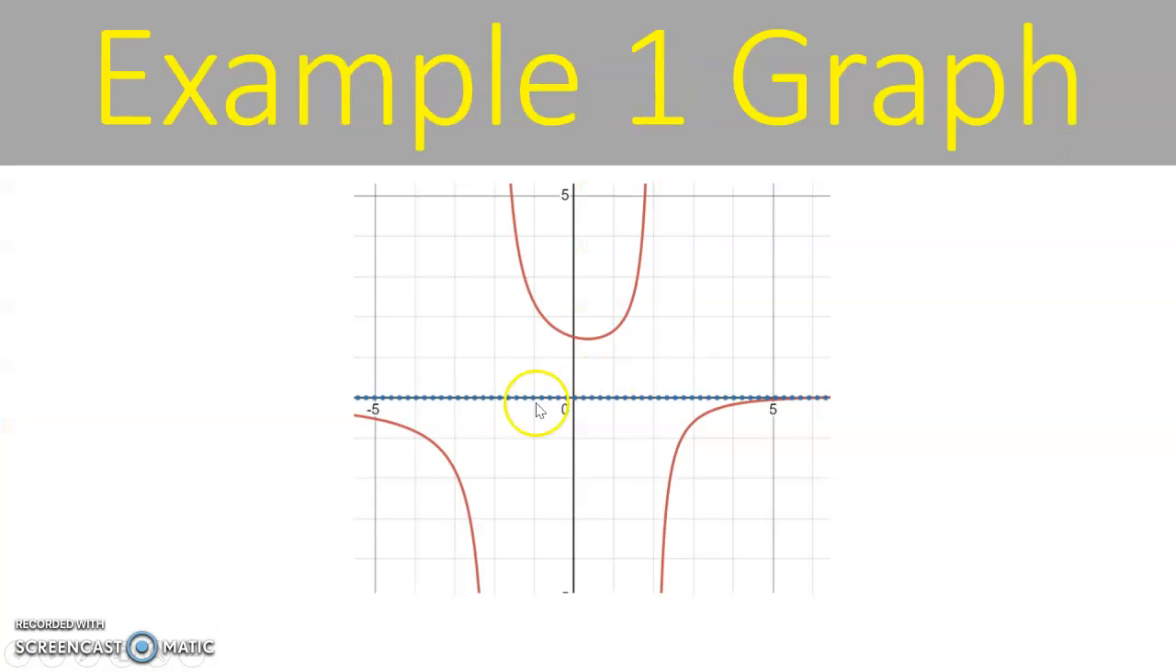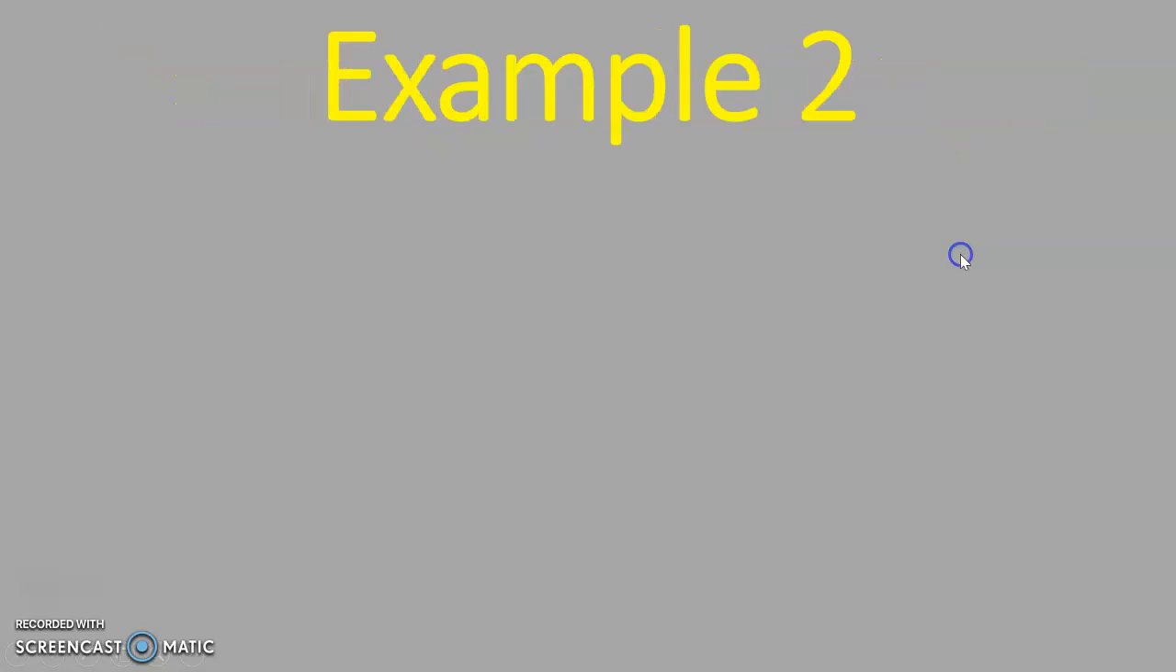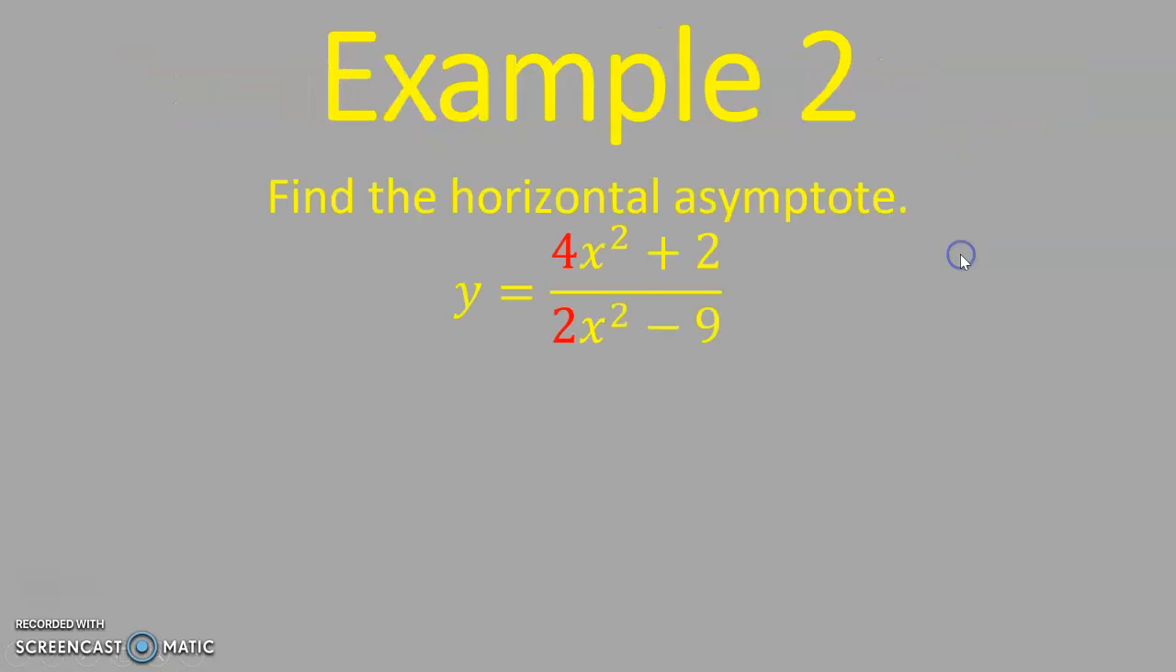Okay, and here's the picture of that from Desmos. So this red is the function that we had, and the blue is your horizontal asymptote. So you see it's a line that approaches more and more closely. This piece and this piece will approach that blue line more and more closely if you were to extend the graph.